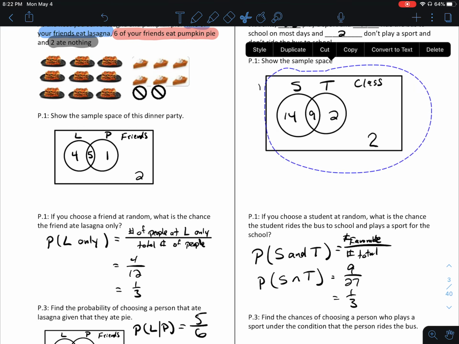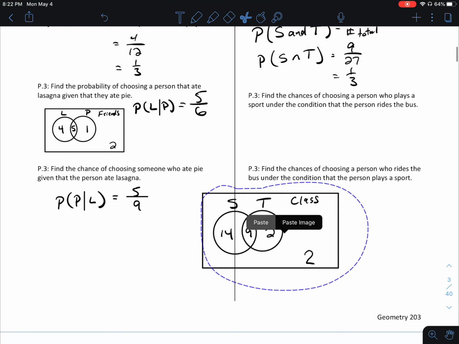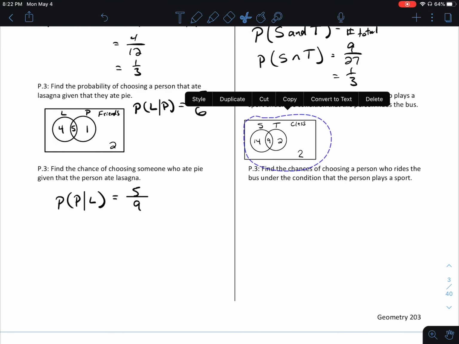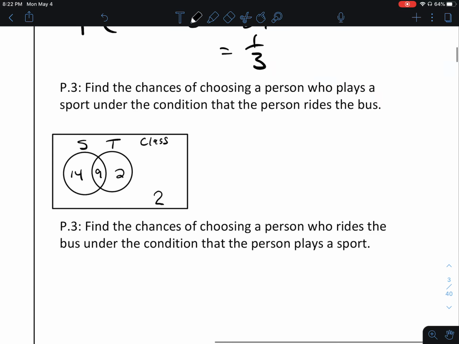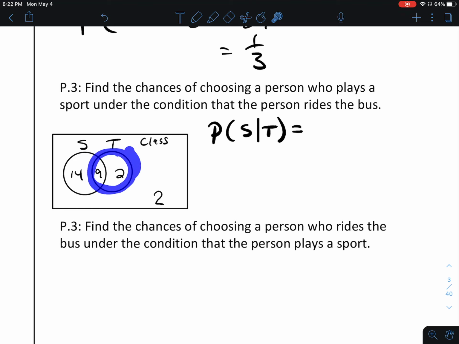Let's take this drawing, bring it down here so we can try to answer these questions. Find the chance of choosing a person who plays a sport under the condition that the person rides the bus. So find the probability that they play a sport given that they ride the bus. Well, how many people ride the bus? There are 11. Of those, how many play a sport? It's 9. So it's 9 out of 11. So we only consider those who ride the bus, and of those, 9 play a sport.